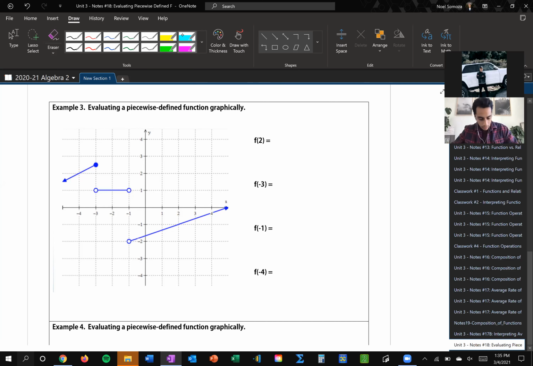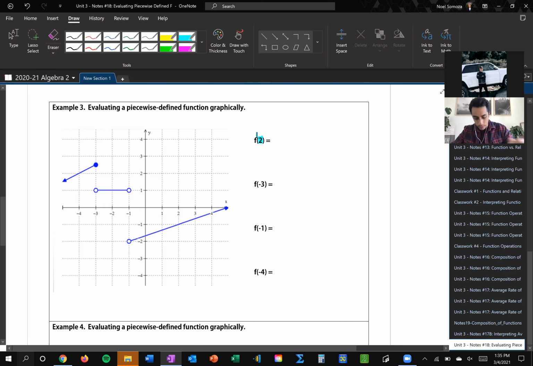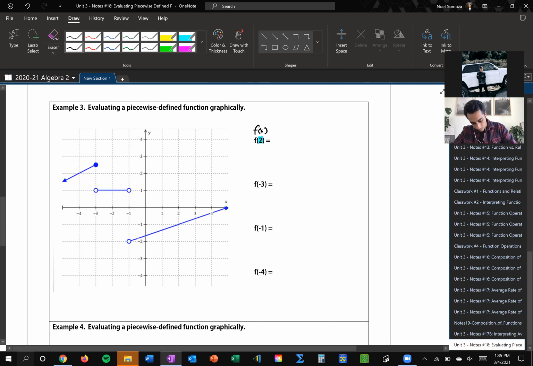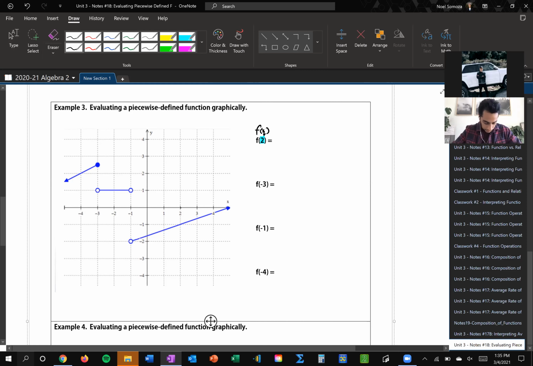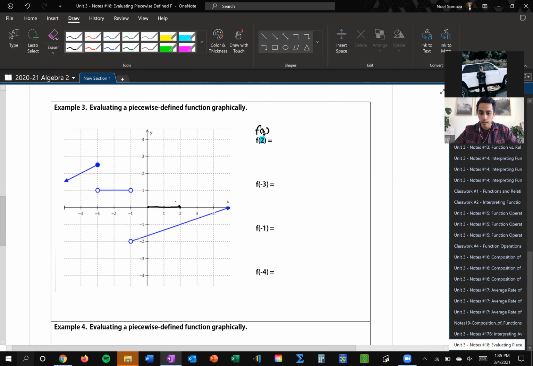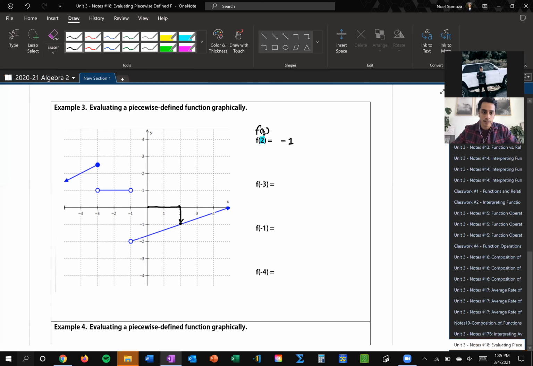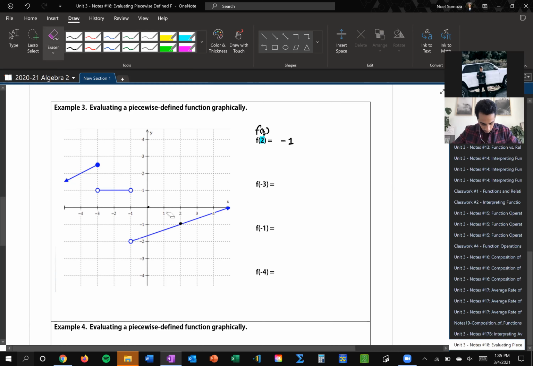So let's do what we did before. We're looking for the output when the input is 2. So think of this as f of x. What are you given? You're given the input. The input is 2. So when x is 2, what's our output? We have to go meet the graph. So you go down and you'll see that there is an output. There is a point there at -1. All right. The output would be -1 when x is 2.